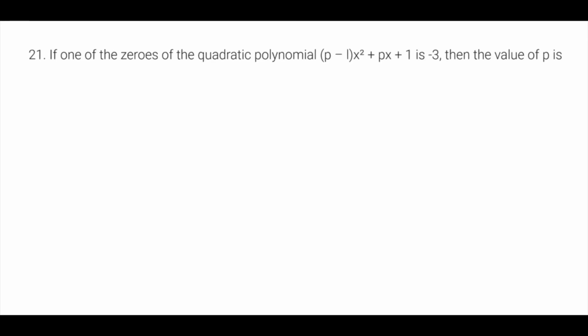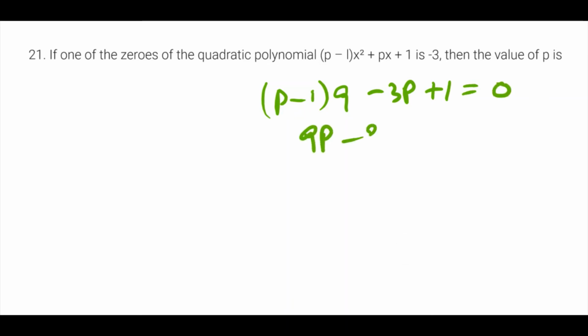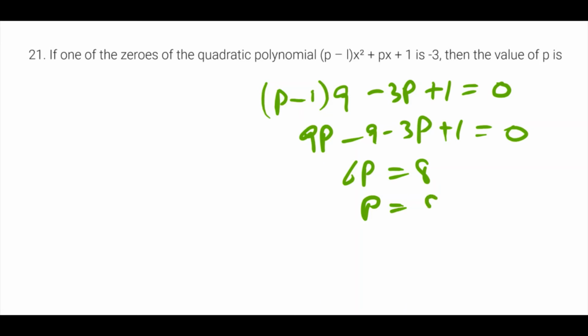Question number 21. If one of the zeros of the quadratic polynomial is minus 3, then the value of p is. Substitute the value of minus 3 in the place of x: 9p minus 9 minus 3p plus 1 equals 0. 6p equals 8. p equals 8 by 6, which is 4 by 3.